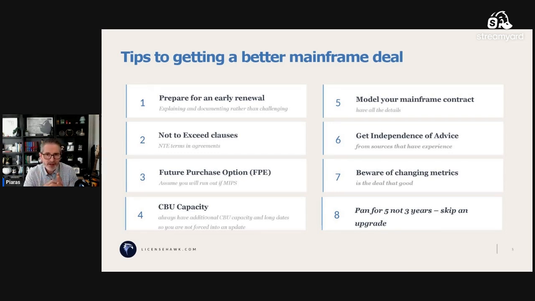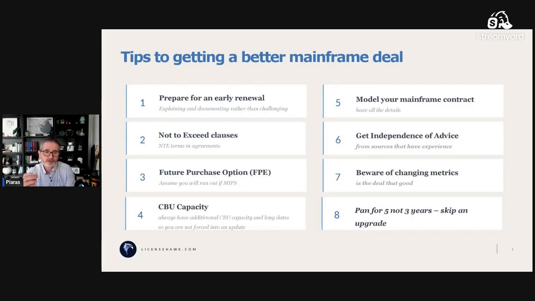In the world of mainframe, this is critically important because, again, it's about having that option to walk away in the future if you're not happy with the deal, or at least have some sort of an idea of what the worst case deal looks like. Not to exceed clauses are asked for by a lot of procurement people, but they're actually rarely scrutinized. They take the default number presented.